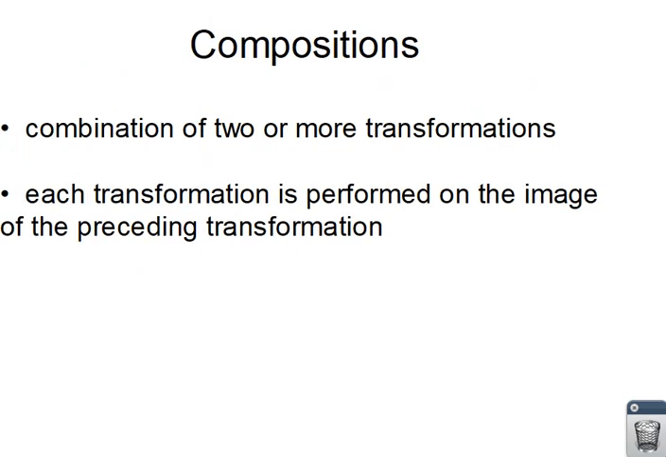All right, then we have this thing called compositions, and this is just a combination of two or more transformations. So you slide, then you slide again, or you slide, then you reflect, then you slide, or you rotate, reflect, then you slide, something like that. This is kind of the important part of this. Each transformation is performed on the image of the preceding transformation. So you don't go back and use the original shape. You use the new shape to move it wherever it needs to go.